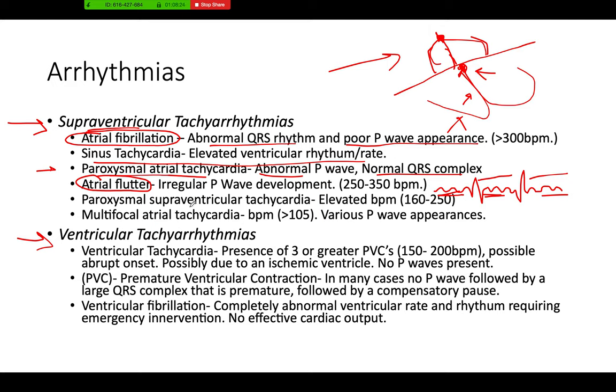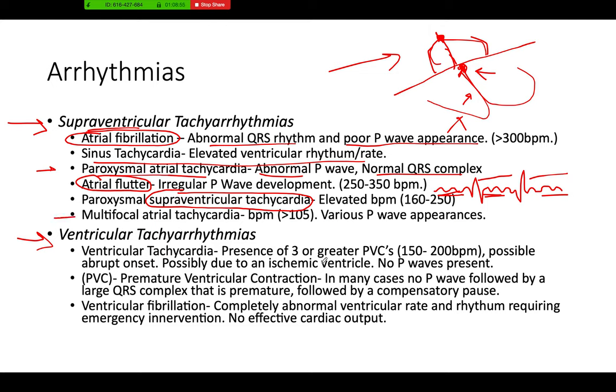Paroxysmal supraventricular tachycardia. I think supraventricular tachycardia you do need to be able to identify. Paroxysmal just means it kind of comes and goes. With supraventricular tachycardia, you're looking for very, very, very narrow, I'm talking hair thin QRS complexes, and they should be coming very rapidly, less than a box between each of them. Okay. Multifocal atrial tachycardia. This is some cardiology stuff. Don't worry about this one.